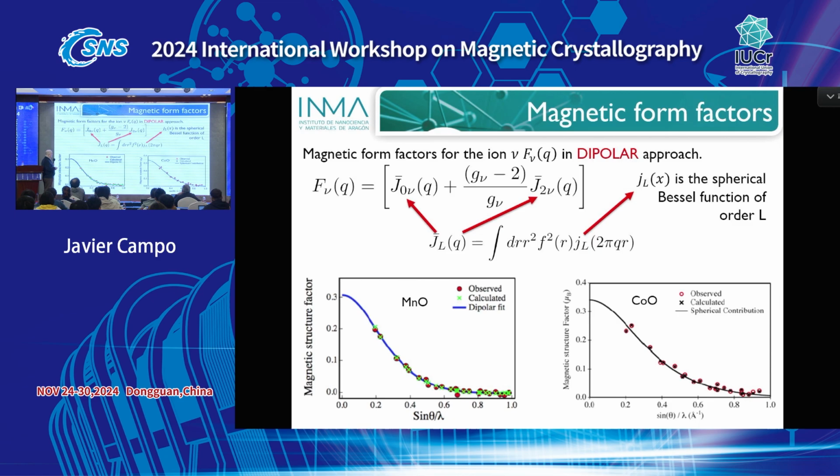With this flipping ratio technique, you can also model the magnetic form factors of every atom in the dipolar approximation. This is the expression, and here we have the Bessel functions and the Fourier transform of the radial part, which is what enters here. You can see, for example, for manganese the dipolar fit, observed and calculated, and for cobalt the agreement is not so good because the dipolar approximation may not be the best for cobalt, which is a little bit anisotropic. But this is the way to measure the form factor.